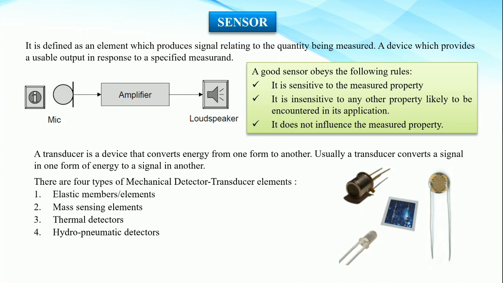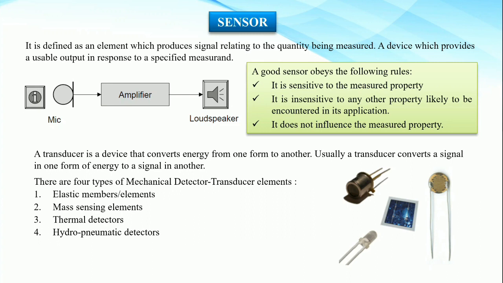Firstly is to sense the pressure, and secondly giving the resulting effect or output in form of displacement. Here the tube acts as a sensor or detector transducer. Okay, so by this example you can easily understand what is one kind of a sensor.